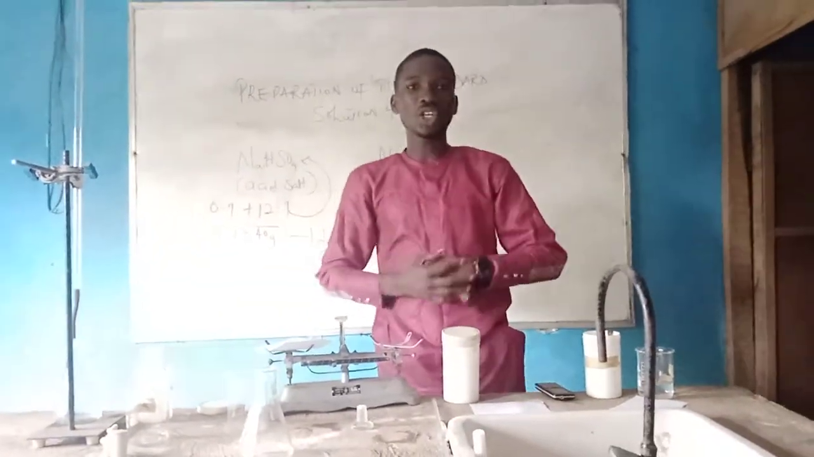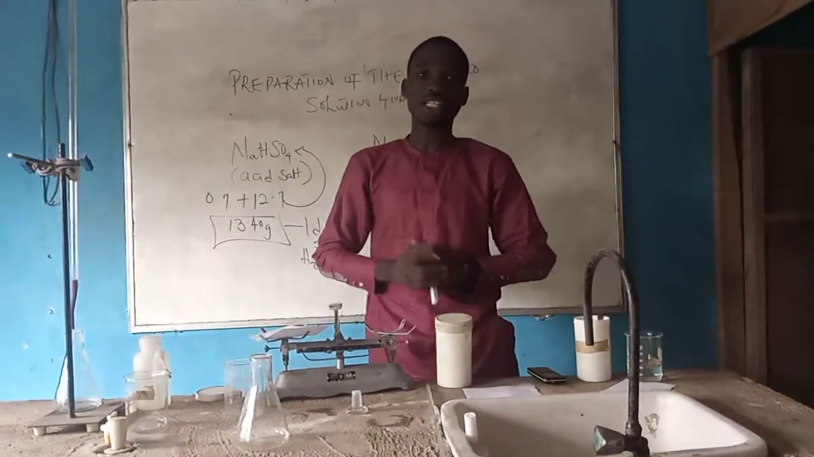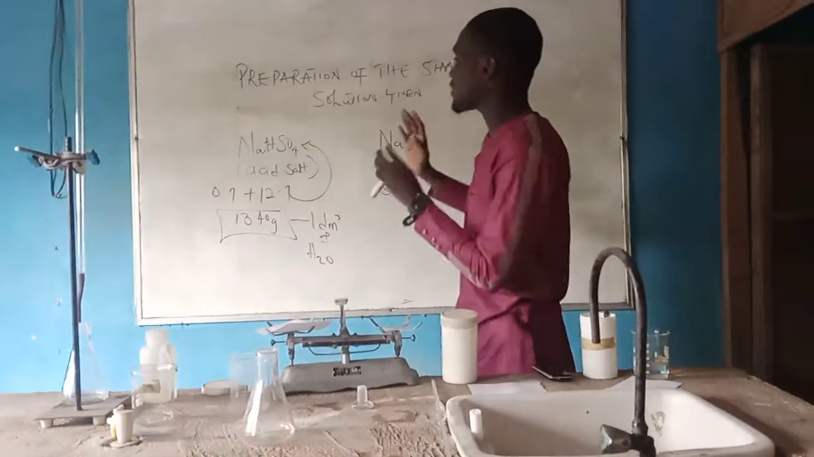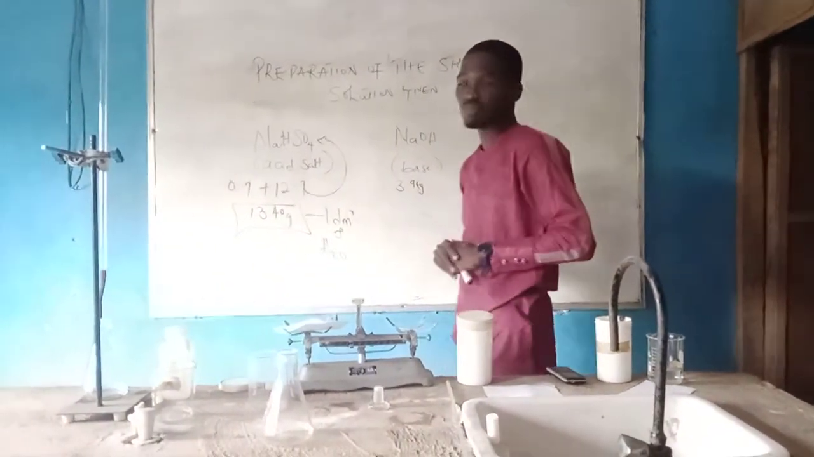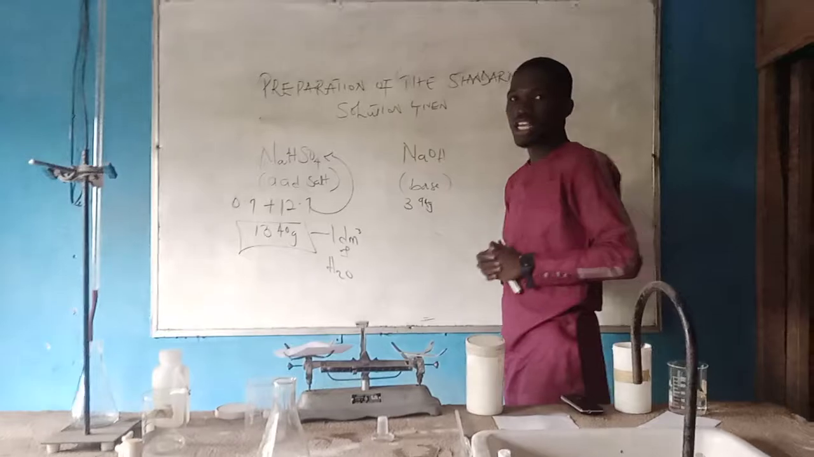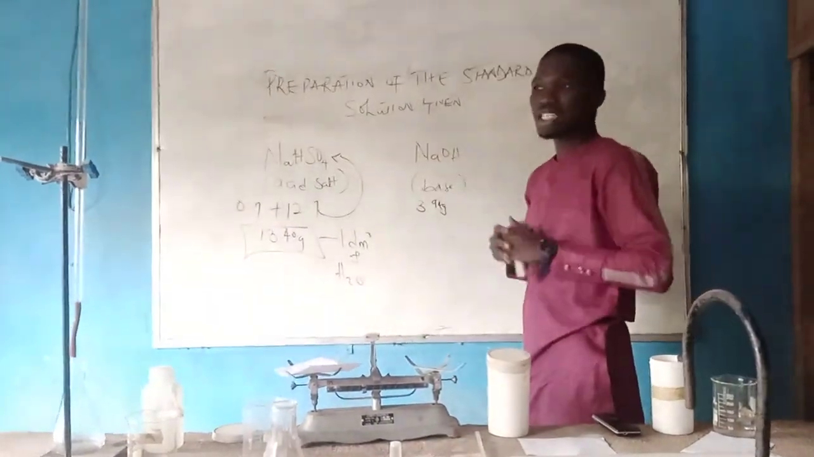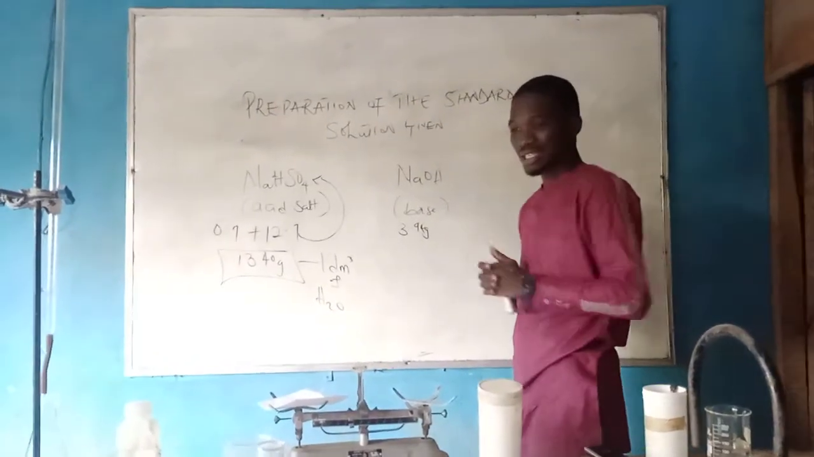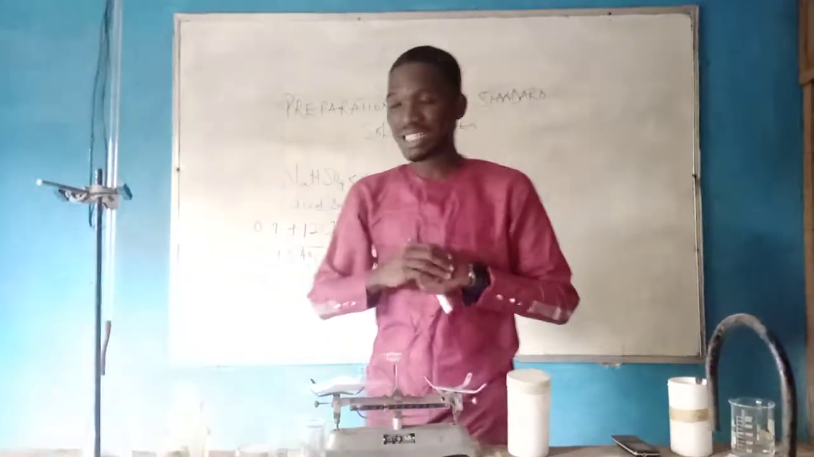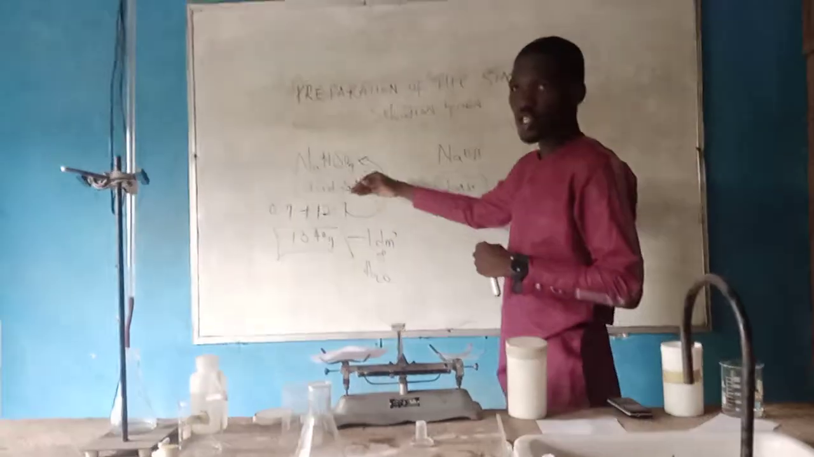So now, how do you know the amount of this you are going to dissolve in water? Don't forget, as I told you earlier, that for every sodium hydrogen sulfate, we have to dissolve it into 1 dm cube of water. Then for sodium hydroxide, we have to dissolve what? 3.94 gram in what? 1000 millimeter or 1 dm cube of water. So with that now, we should be able to what? Get our value for both salts.